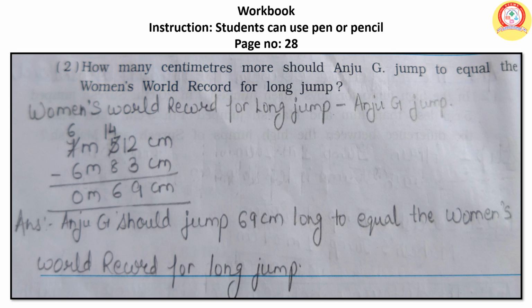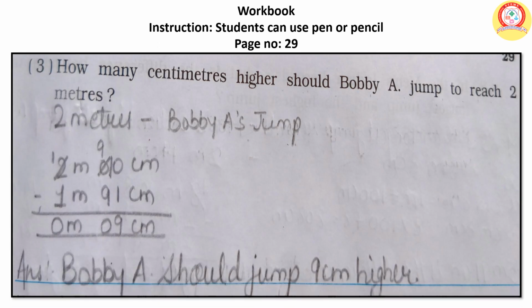Now let's move to the next question. How many centimeter higher should Bobby A jump to reach 2 meters? So 2 meter minus Bobby A's jump. So what is Bobby A's jump? 1 meter 91 centimeter. So let's do the subtraction. So 2 meter minus 1 meter 91 centimeter, we will get how much, children? 9 centimeter. So Bobby should jump 9 centimeter higher. Okay, children? Now let's move to question 4.